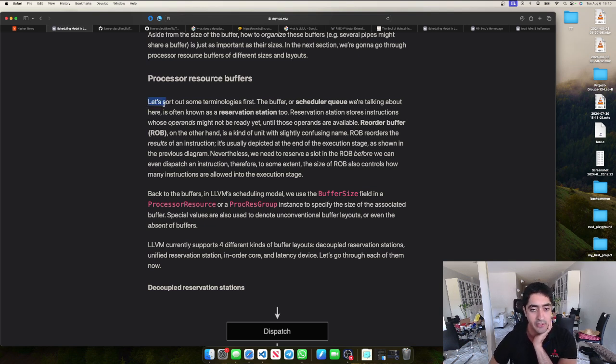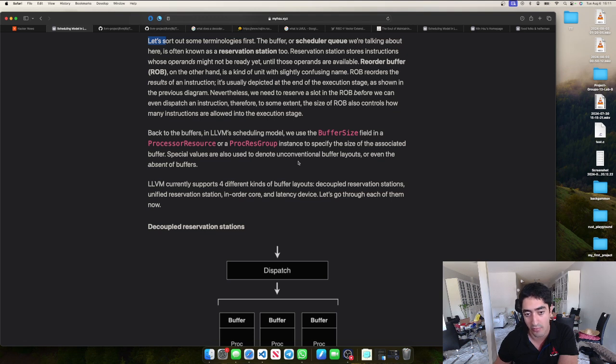Let's sort out some terminologies first. The buffer or scheduler queue we're talking about here is often known as the reservation station too. Reservation station stores instructions whose operands might not be ready yet, until those operands are available. Reorder buffer, ROB, on the other hand, is a unit with a slightly confusing name. Reorder buffer reorders the results of an instruction. It's usually depicted at the end of the execution stage, as shown in the previous diagram. Nevertheless, we need to reserve a slot in the ROB before we can even dispatch an instruction. Therefore, to some extent, the size of the reorder buffer also controls how many instructions are allowed in the execution stage. Back to the buffers. In LLVM's scheduling model, we use the buffer size field in a processor resource or a processor resource group.